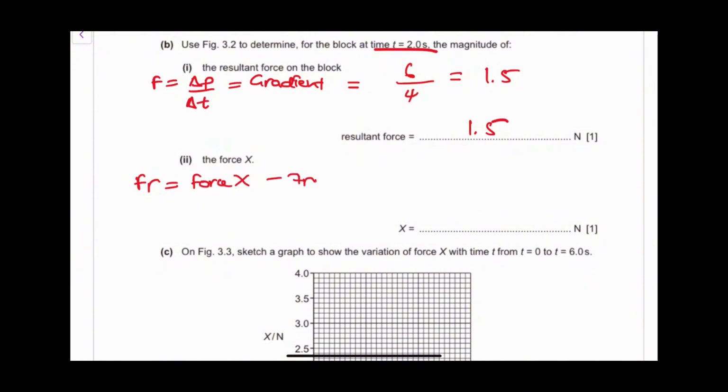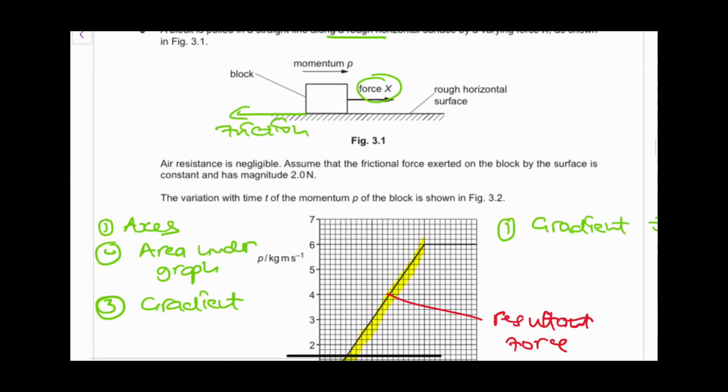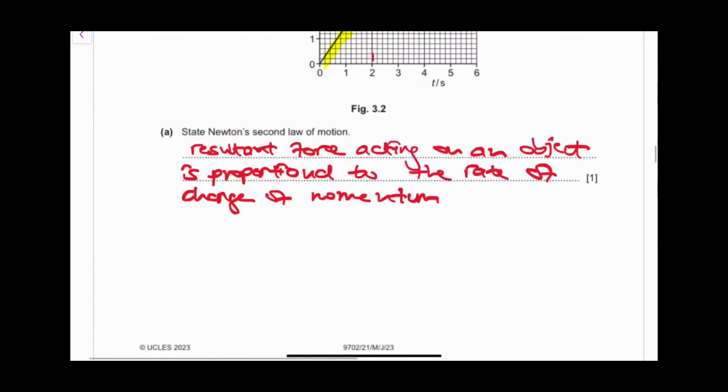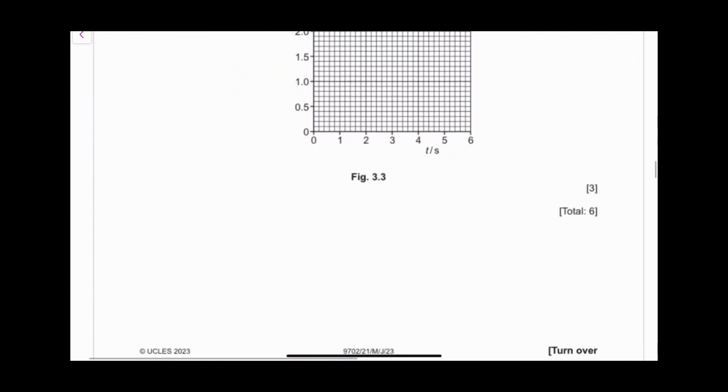Subtract the force of friction. Do we have the force of friction? Well, we actually do. If you look at the question, it said that the frictional force has a magnitude of 2.0, meaning that this friction is actually 2.0 newtons, right? So the value of force X will be equivalent to 1.5 plus 2.0, that would be equivalent to 3.5 newtons. So that is the total amount of force, that is force X exerted by this ball.